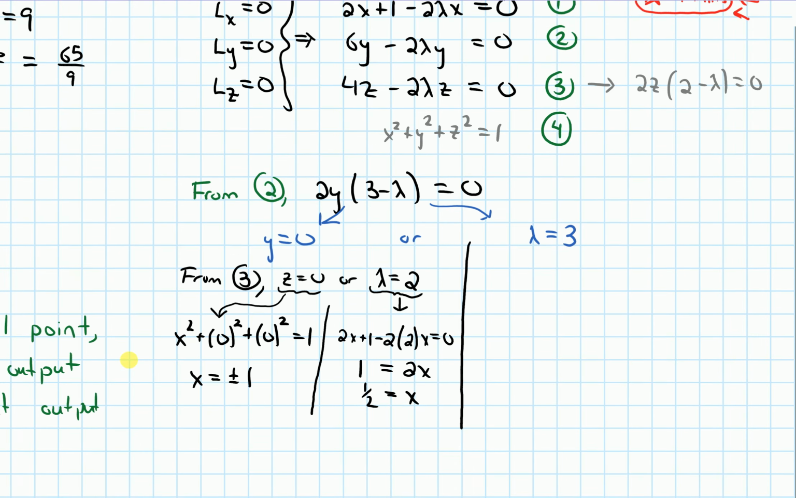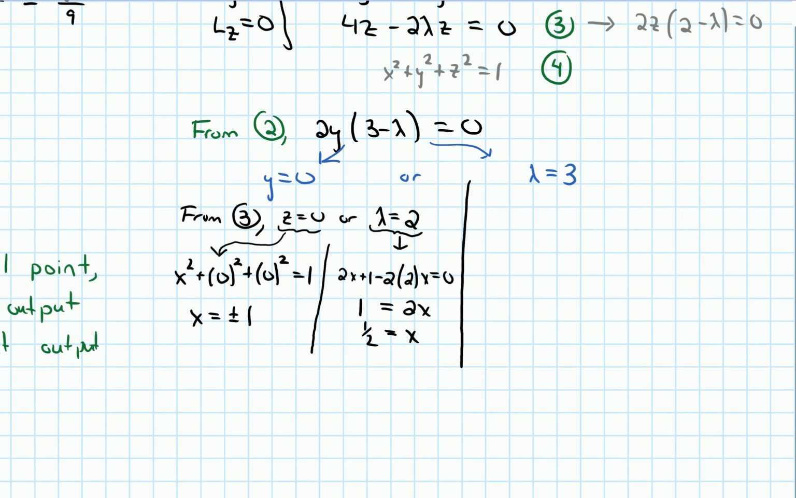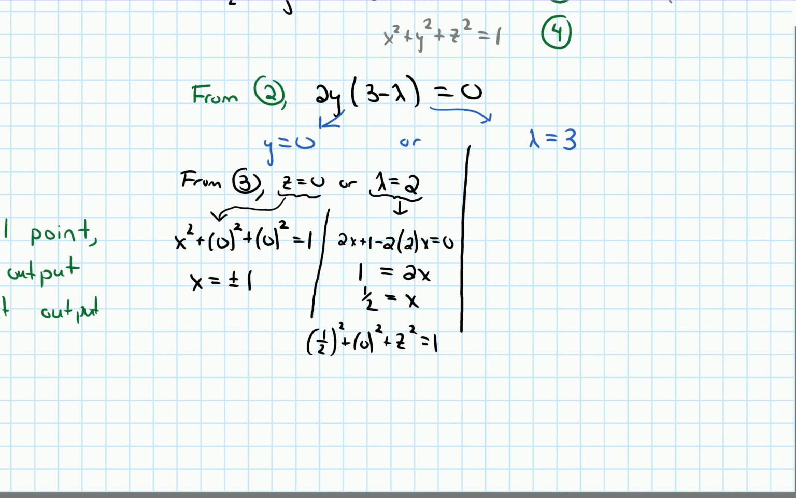So we can plug these into our constraint to get 1/2 squared plus y squared, which was 0 squared, and then plus z squared equals 1. And if we simplify this, we end up with z squared is going to be 1 minus 1/4, which is 3/4. So if I square root both sides, we get z equals plus or minus. On the top, I get root 3 when I square root it. On the bottom, square root of 4 is going to be 2. So we get z equals plus or minus root 3 over 2. All right, so we have finished this subcase when lambda equals 2.